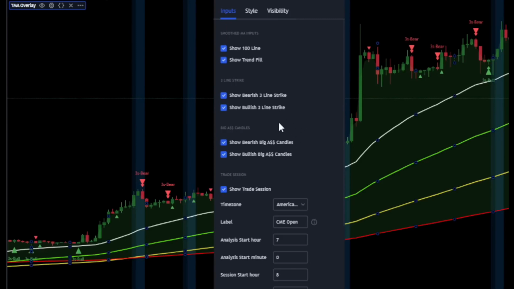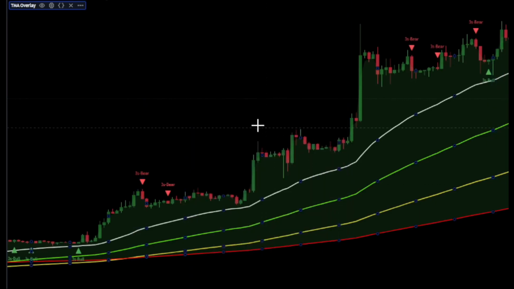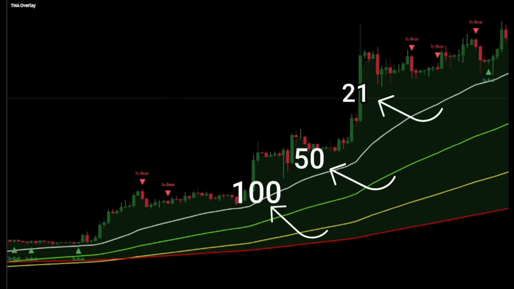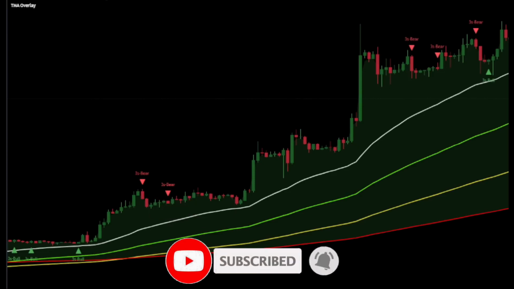We are going to disable the big candles and trade session. Perfect, now the indicator is ready. The first thing this indicator shows us are four simple moving averages of 21, 50, 100, and 200. And then it is showing us triangle-shaped signals to enter the market when there are three consecutive bullish or bearish candlesticks.